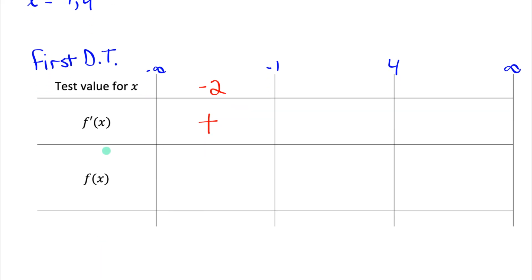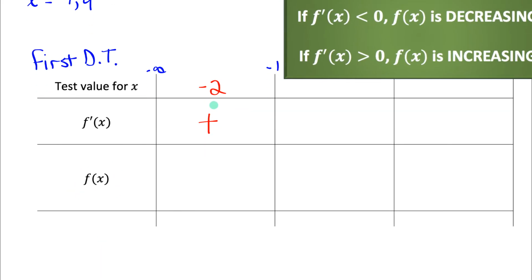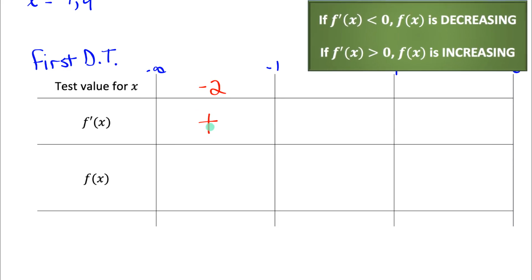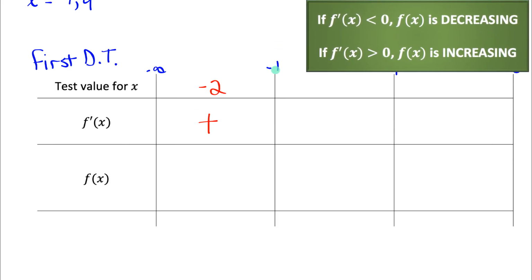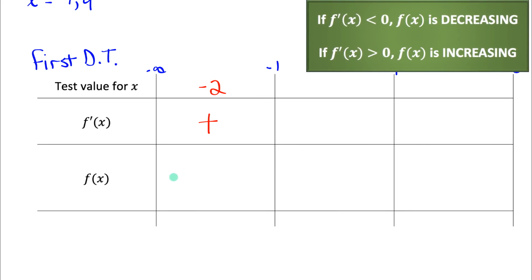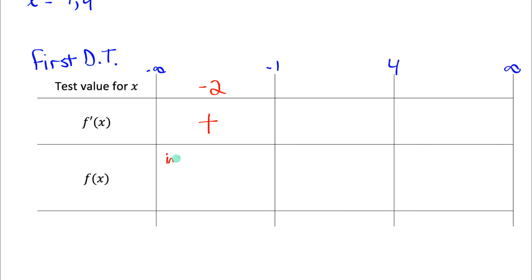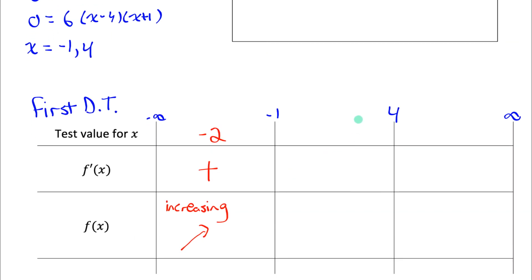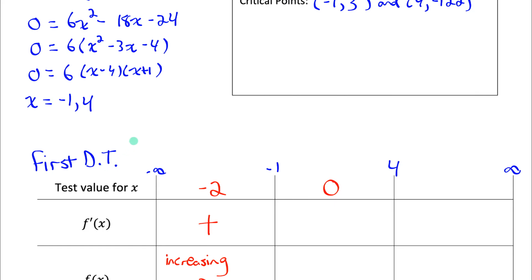What does that tell us about the original function? Since the first derivative is positive in the interval from -infinity to -1, the original function has a positive slope, which means it is increasing. So f of x over that interval is increasing, meaning it's going up to the right. How about between -1 and 4? Between those critical numbers, let's pick an x value. How about 0? What's the value of the derivative at an x value of 0?